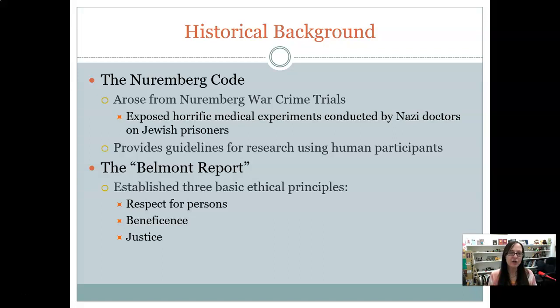So it shouldn't be that certain people are more likely to get more risks from the research or to get more benefits. It should be fairly distributed, so that everybody has the same likelihood, and then it just depends on how things happen. So justice basically means that you are being fair in the distribution of benefits and risks.